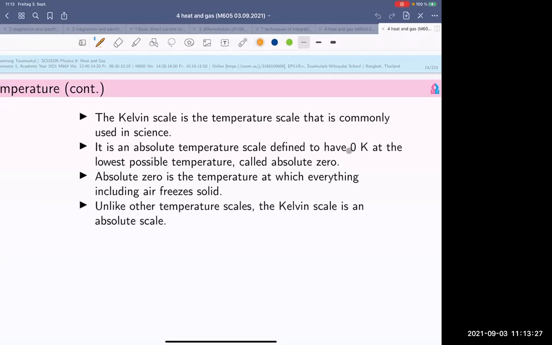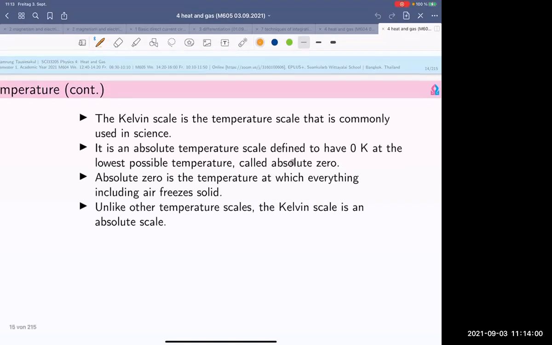Because of this reason, they say the Kelvin scale is the absolute scale for temperature. And why do they say absolute? Because the 0 value on the Kelvin scale is the lowest temperature that we could have for any stuff. Why do they call it the absolute 0 temperature?